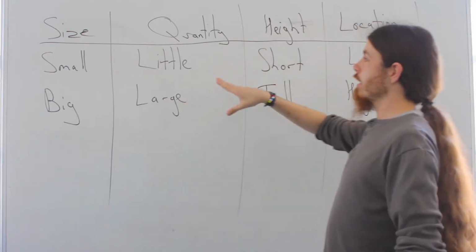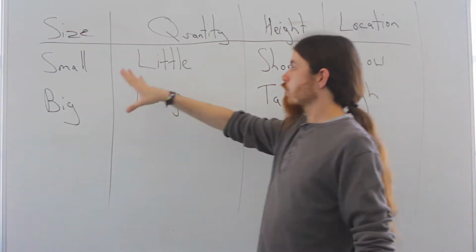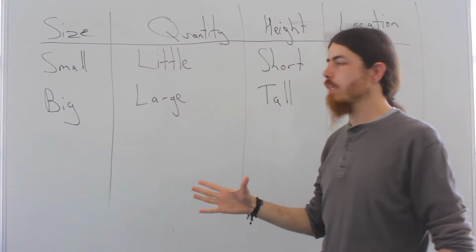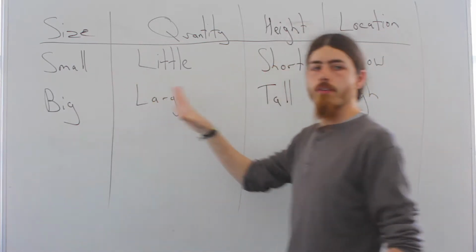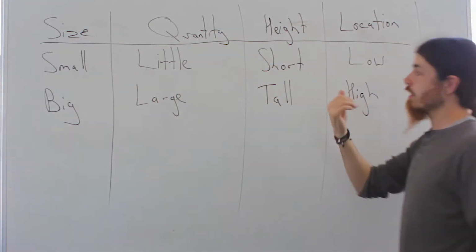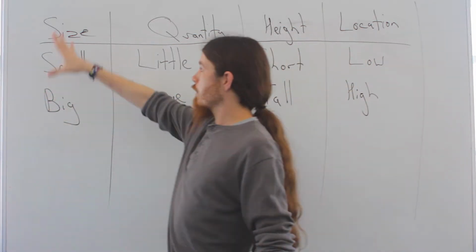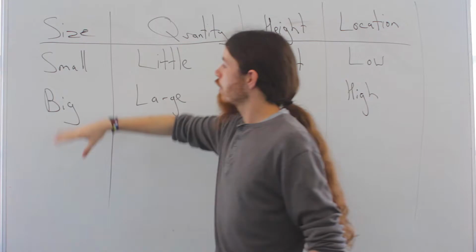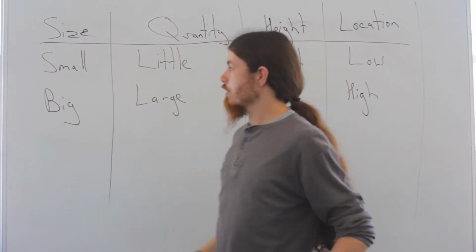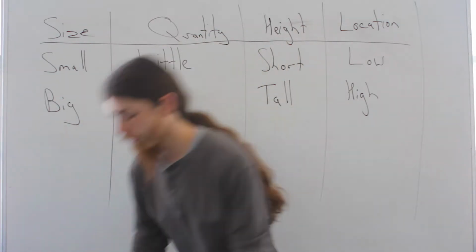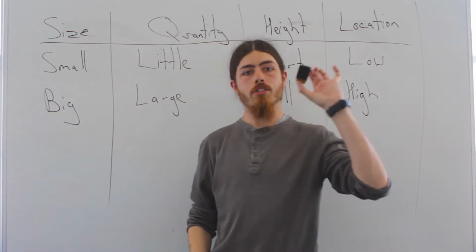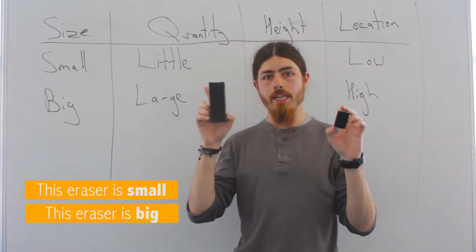Today we're going to talk a bit about sizes, okay? Now in English, when we're talking about quantity, size, whatever you want to call it, we have a few different adjectives that we can use, and they all have different meanings, okay? Let's start with just general size. When we're talking about size, we can use either small or big. For example, this one here is small, this eraser is big.